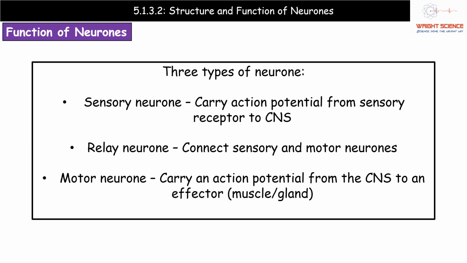So being back at GCSE, we would have looked at these three types of neuron: sensory, relay and motor. When we're talking about the sensory neuron, they are the ones that will carry the action potential from the sensory receptors to your central nervous system. The relay neurons are the ones that carry out that connection between the sensory and the motor neurons. And finally, the motor neurons themselves will carry that action potential from the central nervous system to one of the effectors, which are the muscles and the glands.